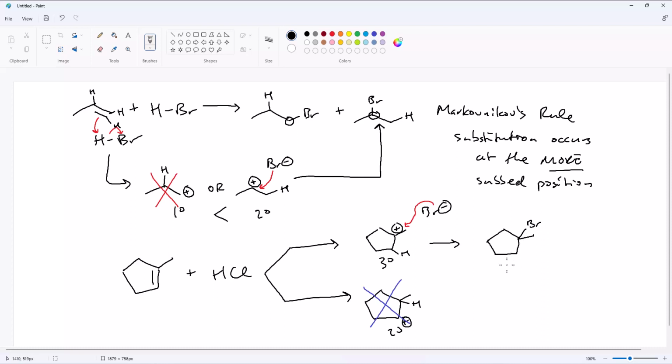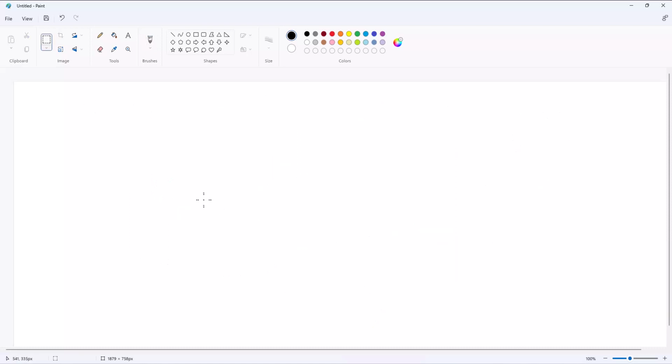The one thing that we want to be aware of is because we are invoking a carbocation intermediate, we run the risk of carbocation rearrangement. So as we saw with SN1 and E1 reactions, if we generate a carbocation intermediate, we do run the risk of rearrangement. So let's look at another example. So say we have this alkene here, and we're going to add HCl, and we're asked what the product is.